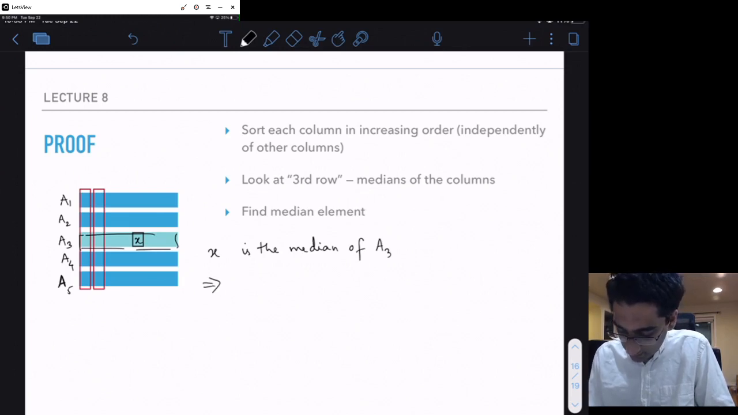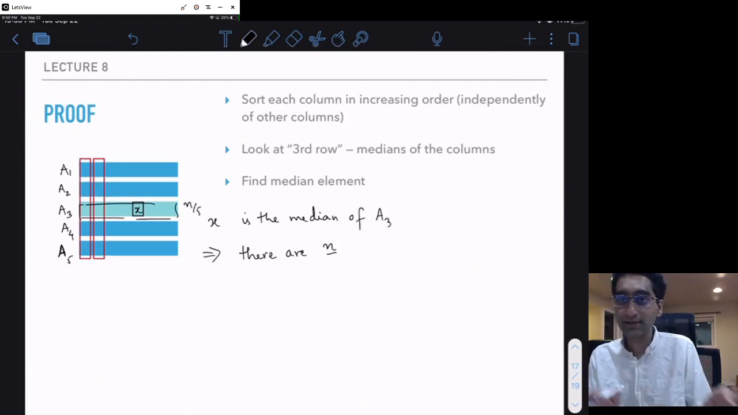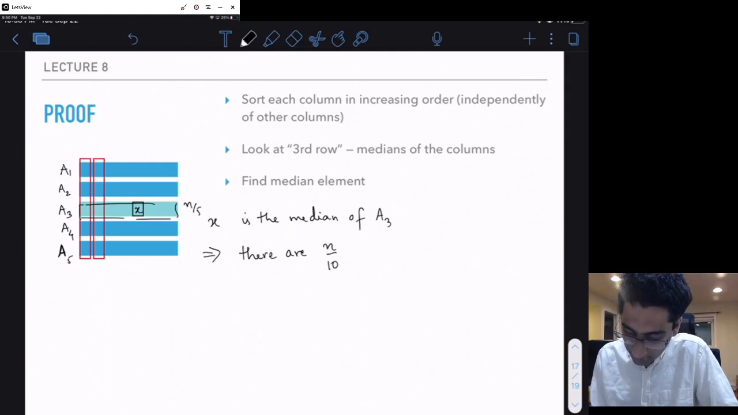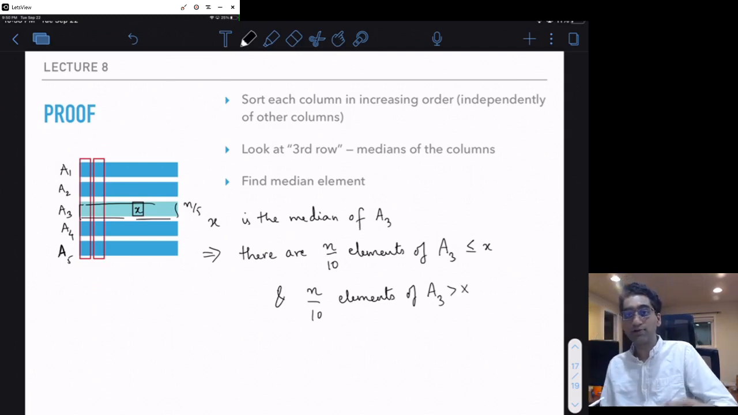What does that mean? It means that there are roughly half of, so A3 itself has n/5 elements. So half of those are less than or equal to x, and half of them are more than x. That's the definition of a median. So there are n/10, that's half of n/5, elements of A3 smaller than or equal to x, and n/10 elements of A3 more than x. That's just by the definition of the median.